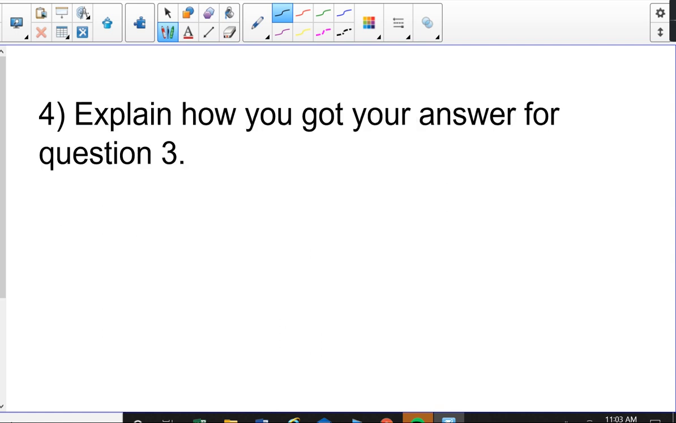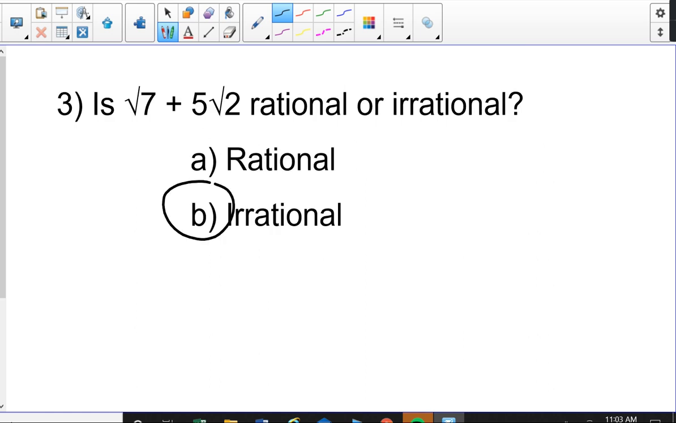Question 4, explain how you got your answer for question 3. Well, I just said we were adding 2 irrational values, right? Square root of 7 plus 5 square root of 2, those are both irrational.